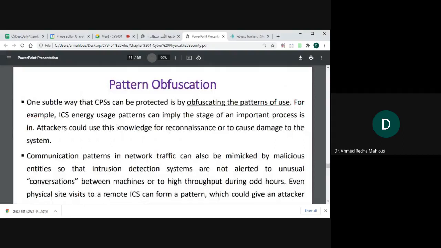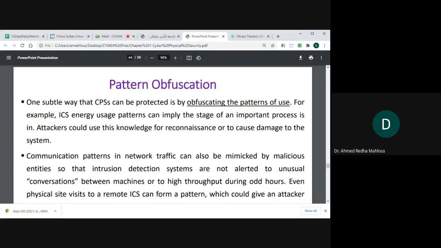The pattern obfuscation: we said sometimes the attacker will use the pattern to guess or to get information about some specific environment. For instance, if someone is looking at whether in that manufacturer or that CPS environment there is actually a process happening, and it is an important process, he will look at the ICS energy usage pattern. If it is high, that means some specific important process is running right now, and this is the appropriate time to attack such a manufacturer.